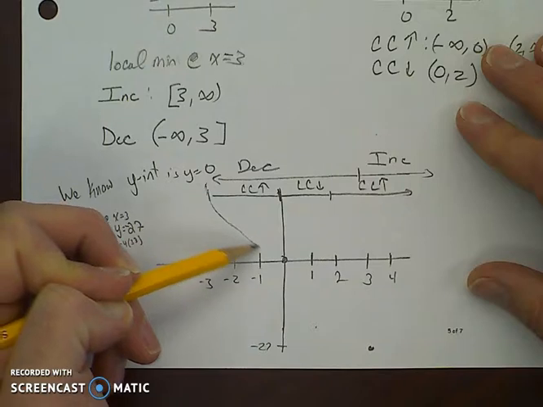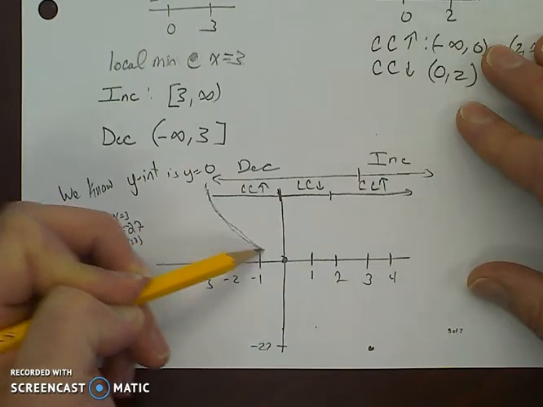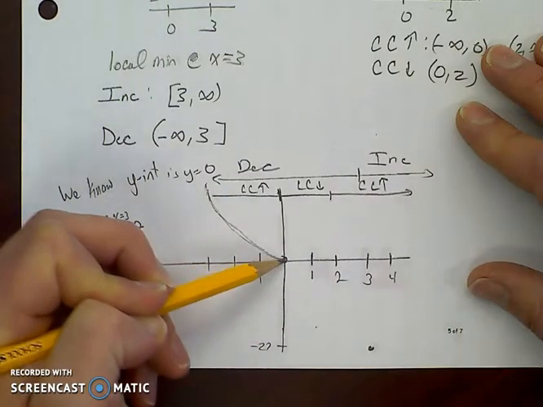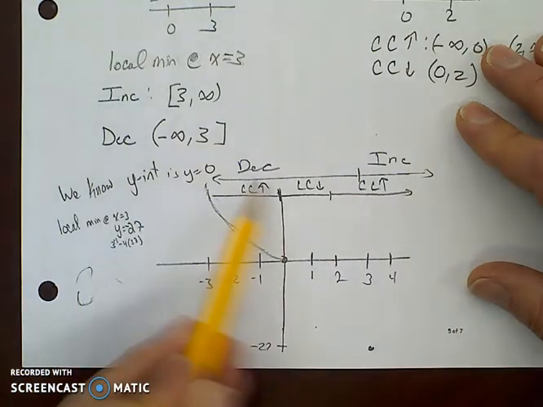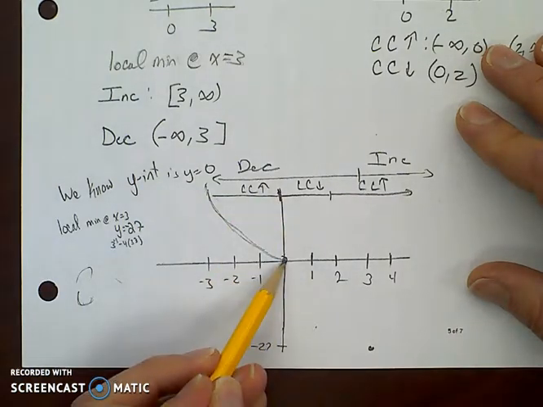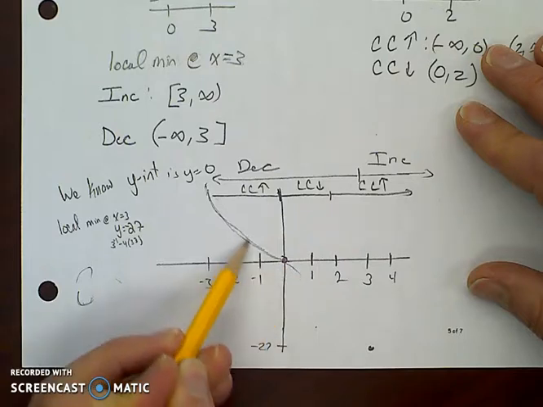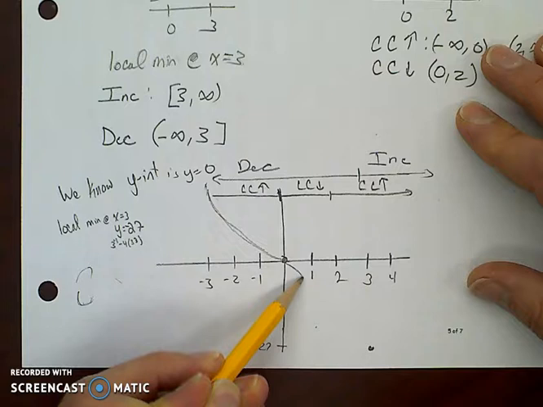Decreasing, concave up, until we hit our point of inflection. We're still decreasing, but now we've become concave down. So we notice that this was more of a smiley face, and here we're going to go more of a frown face.